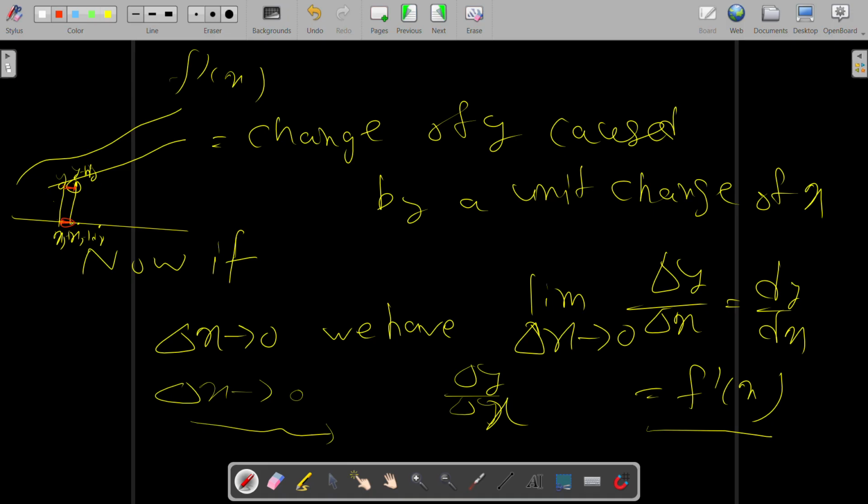It is actually the derivative, where del x tends to 0, the increment of x tends to 0, and the increment of y also tends to 0. So we can write the limit as del x tends to 0 of del y by del x equals dy by dx equals f dash x. The increment of y is very small, smaller than we can even imagine, right?